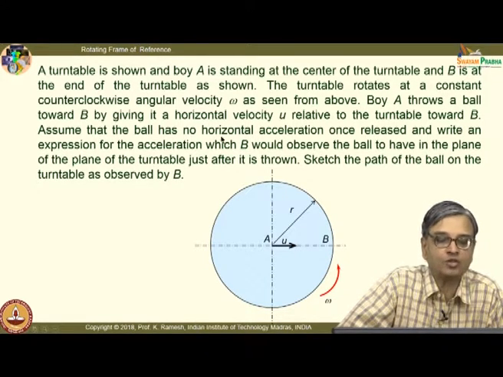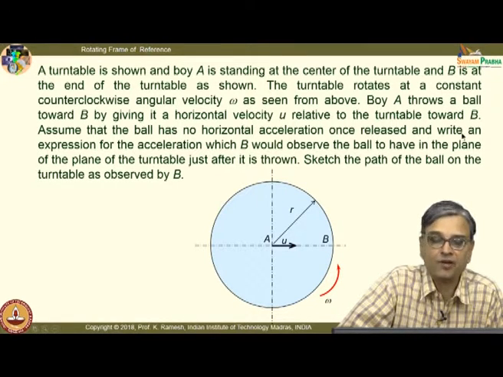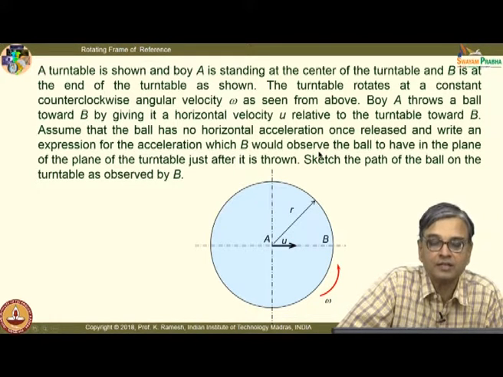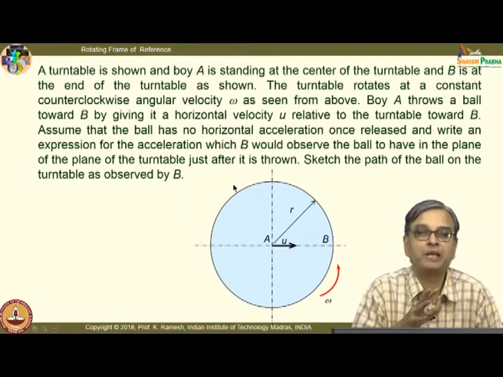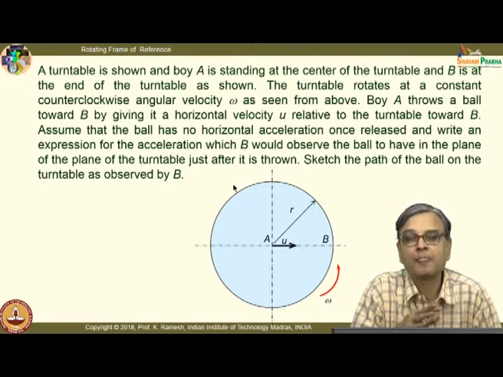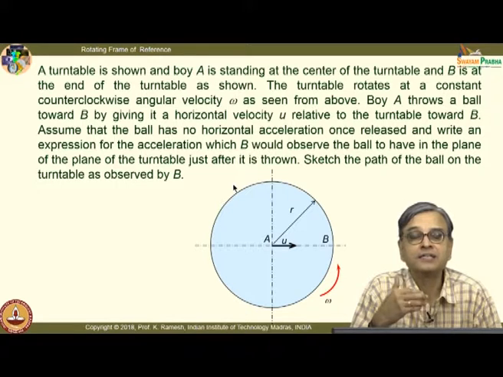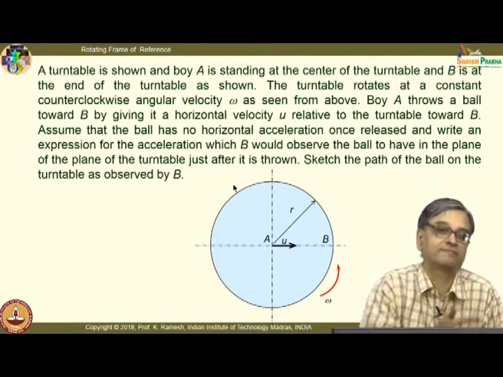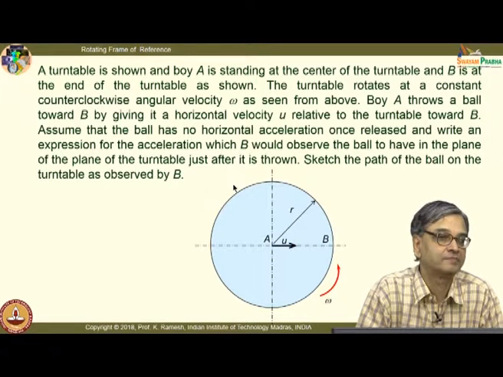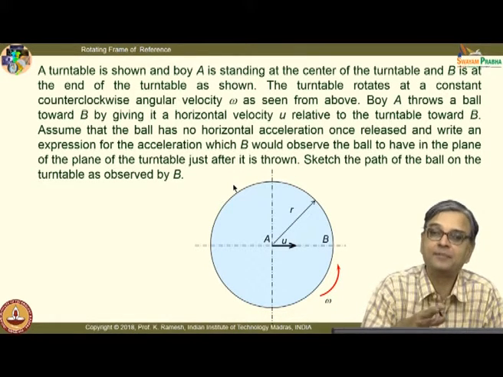Assume that the ball has no horizontal accelerations once released, and write an expression for the acceleration which B would observe the ball to have in the plane of the turntable just after it is thrown. So, the pulse of this problem is, sitting from a rotating frame of reference, what would you observe? That is the idea behind this problem.